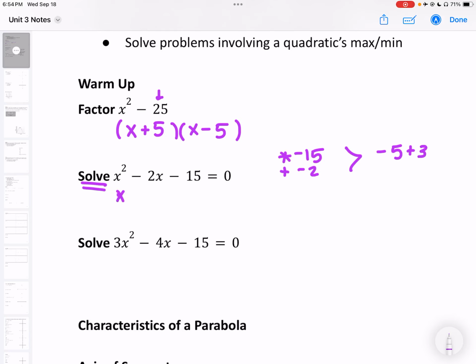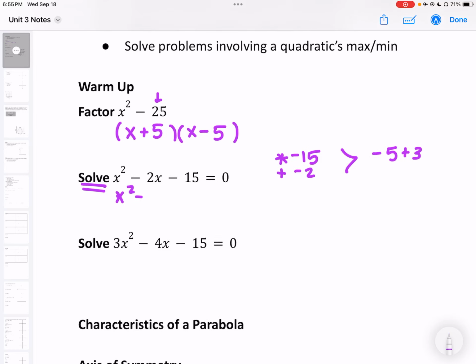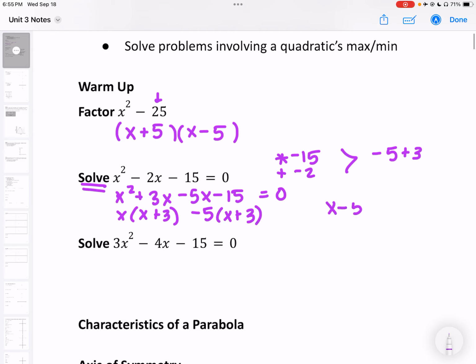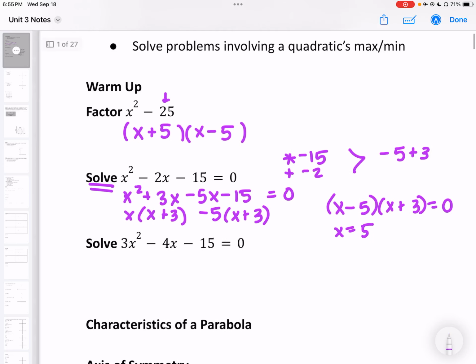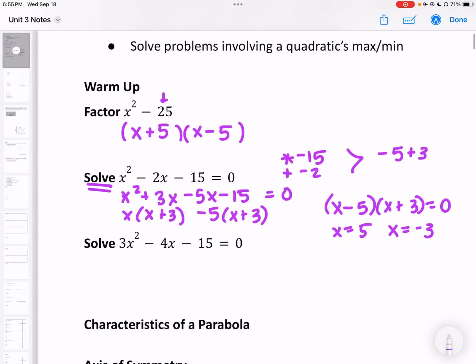So I have x squared, let's do plus 3x minus 5x minus 15. We can factor out an x, factor out a negative 5, and we'll end up with this equal to 0, which means x is 5 and x is negative 3. Okay, so we have two solutions there.